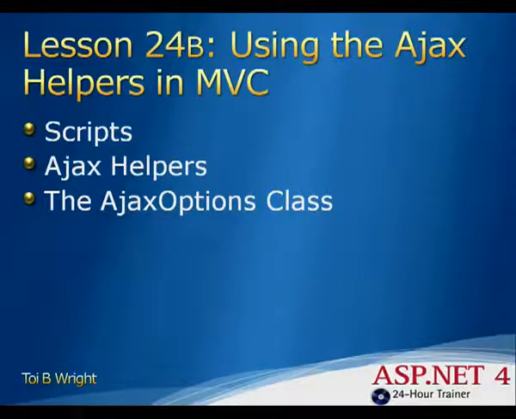Before you can use the AJAX helpers, you must include the following libraries in your page: Microsoft AJAX.js and Microsoft MVC AJAX.js. This is a list of the AJAX helpers included in the ASP.NET MVC framework. The action link helper creates a link to the specified action method. The action method is invoked asynchronously using JavaScript when the link is clicked. The begin form helper is used to designate the beginning of a form that will be submitted asynchronously using JavaScript.